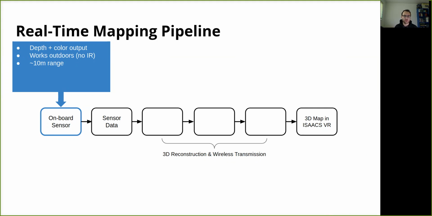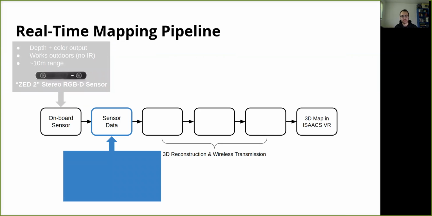So with that in mind, we looked through cameras, we looked through sensors, and we decided to go with the Z2 stereo camera. It matches all those criteria. Next, let's look at the sensor data it can give us. We need input to SLAM and 3D reconstruction.